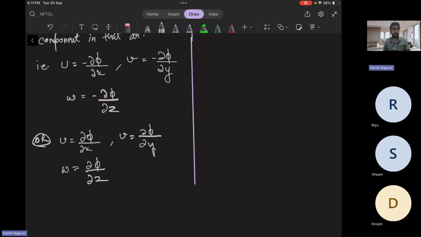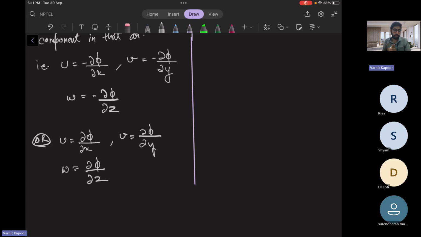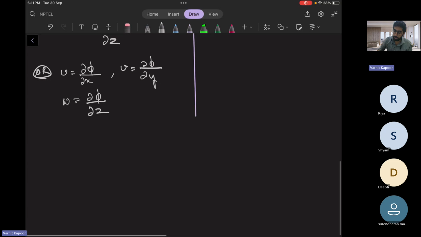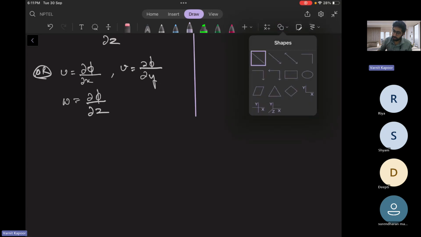Whenever there is irrotationality, the potential function will be defined. So whenever there is irrotational flow, the potential function will be defined. But vice versa is not true. Always remember that, vice versa is not true. I'll write that point as well. Let me extend this line more.